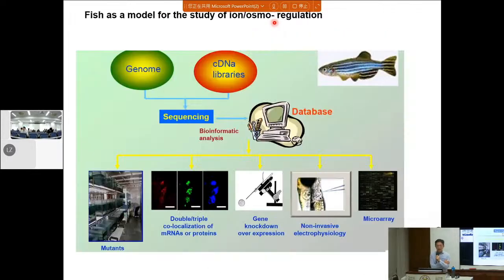Okay, it is very important for acid-base balance. So to date, fish already became a model for studying ion and osmoregulation because the gill is very easy to access. So different strategies can be used. For example, the transcriptome screening or DNA library, and the mutant fish is easy to get, and double or triple colocalization of mRNA or protein is doable. And most importantly, the gene manipulation method is also easy to apply to this species.